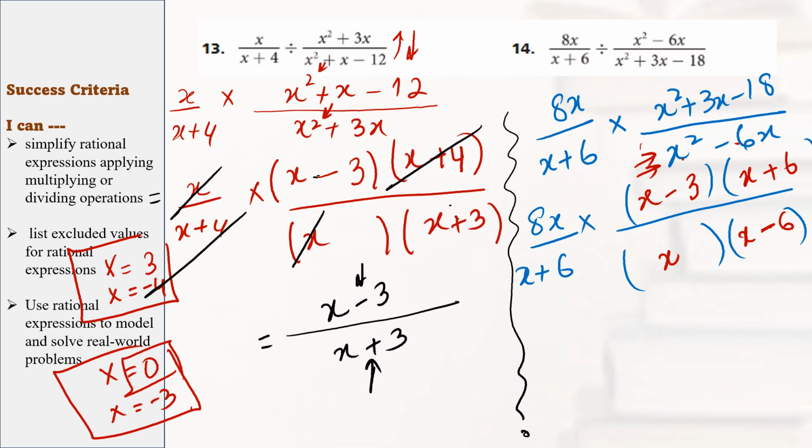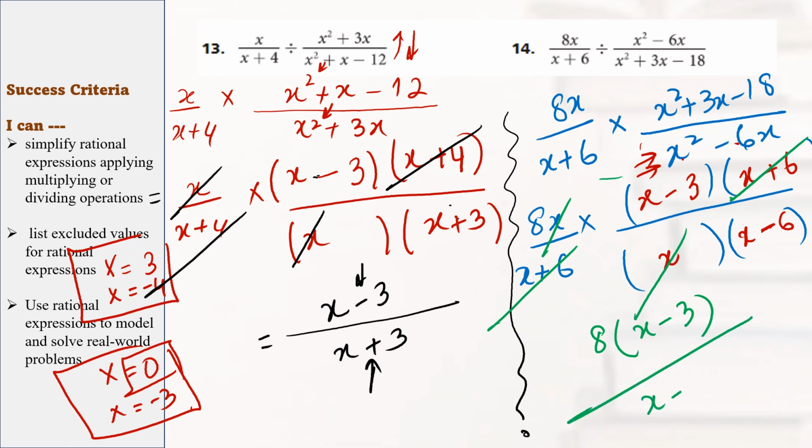Now cancel the numerator with the denominator. So x plus 6 and x plus 6 are cancelled out. This x and this x cancelled out. What is left on the top? 8 and x minus 3 is left. And in the denominator only x minus 6 is left. So this is your final answer.